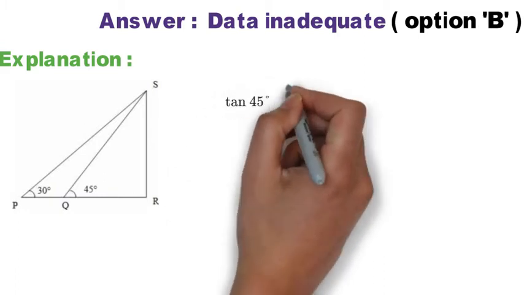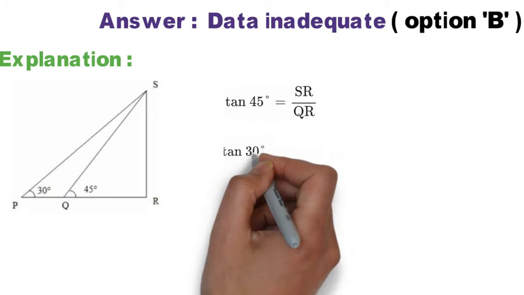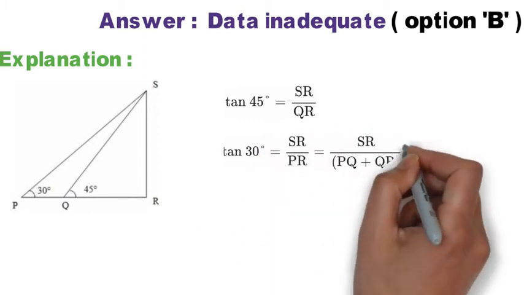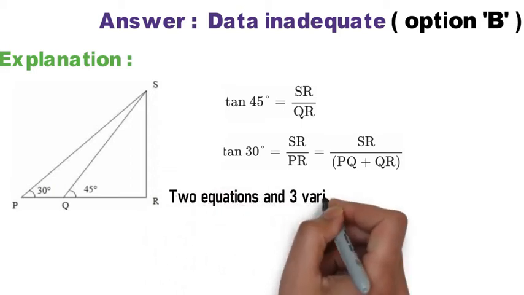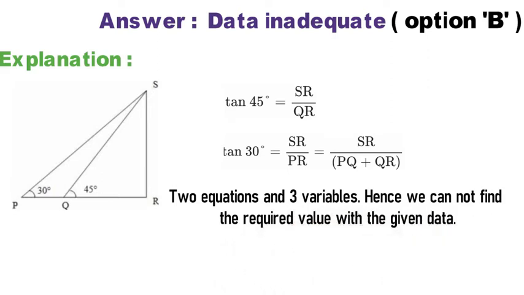Tan 45 degrees equals SR by QR. Tan 30 degrees equals SR by PR, which equals SR by PQ plus QR. Two equations and three variables. Hence, we cannot find the required value with the given data.